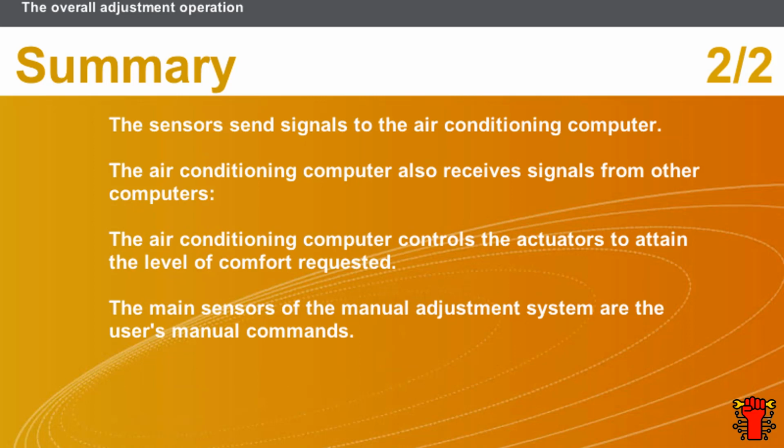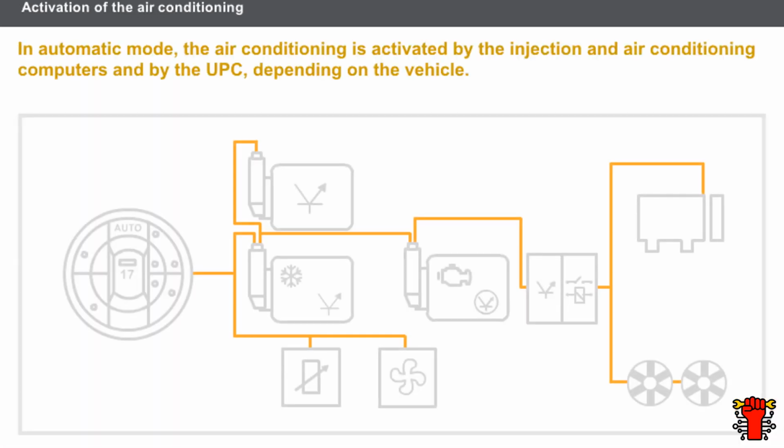The sensors send signals to the air conditioning computer. The air conditioning computer also receives signals from other computers. The air conditioning computer controls the actuators to attain the level of comfort requested. The main sensors of the manual adjustment system are the user's manual commands. We shall now introduce the principle of automatic air conditioning activation.